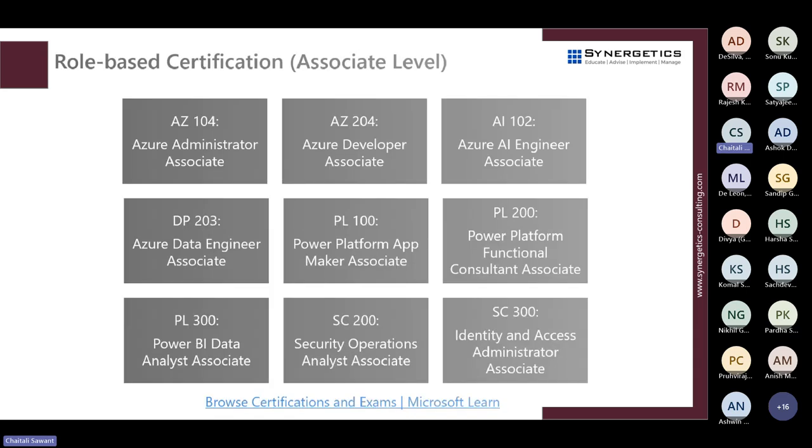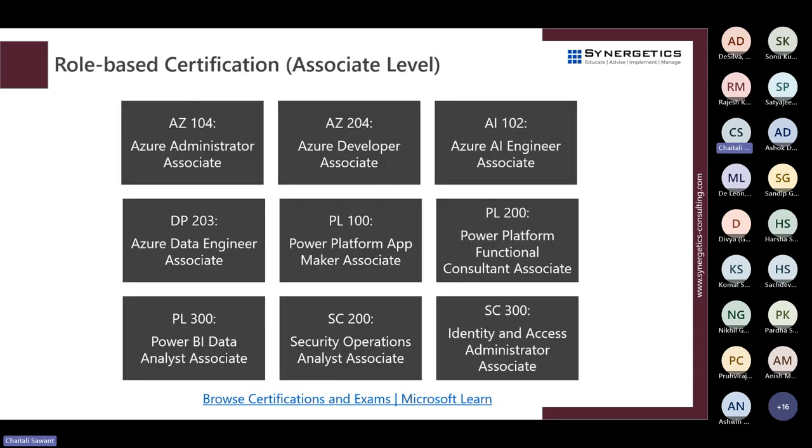Then we have role-based certifications, that is associate level certifications. AZ-104, then we have AZ-204, which is for developers. Then we have AI-102, DP-203, PL-100, 200, and 300, and SC-200 and 300.